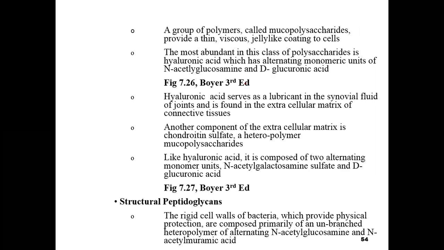A group of polymers called the mucopolysaccharides provide a thin viscous jelly-like coating to the cells. The most abundant in this class of the polysaccharide is the hyaluronic acid, which has alternating monomeric units of the N-acetyl glucosamine and the D-glucuronic acid.